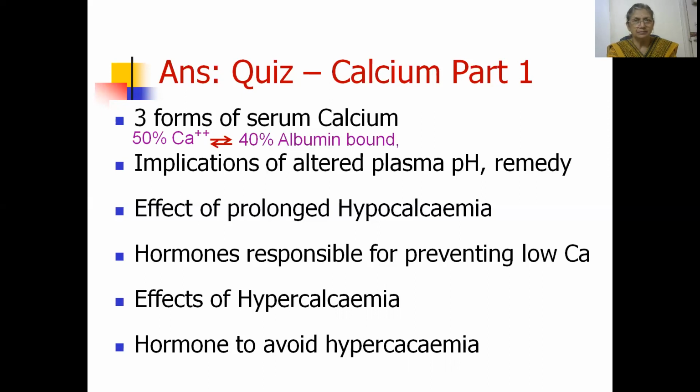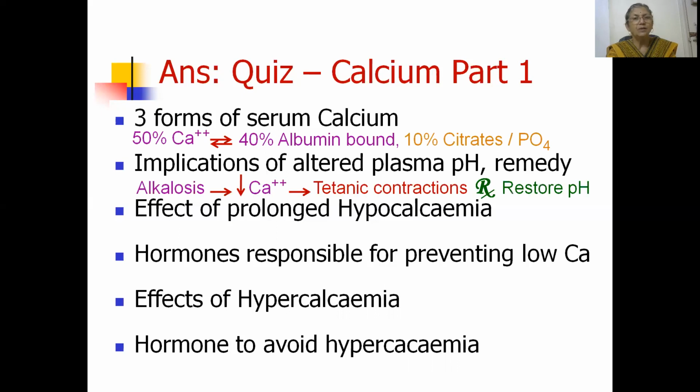This is in equilibrium with the reversibly bound, albumin-bound calcium, which is 40%. And 10% of serum calcium is irreversibly bound to citrates or phosphates. This equilibrium between the ionic and albumin-bound calcium depends on plasma pH. And so we've seen that alkalosis will favor binding with albumin, and this will reduce free calcium.